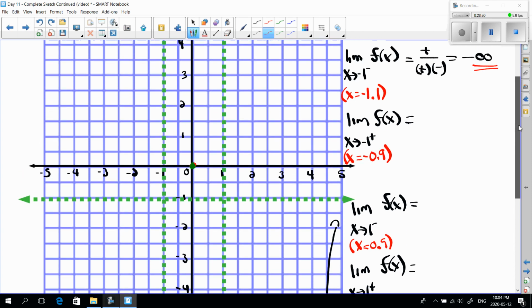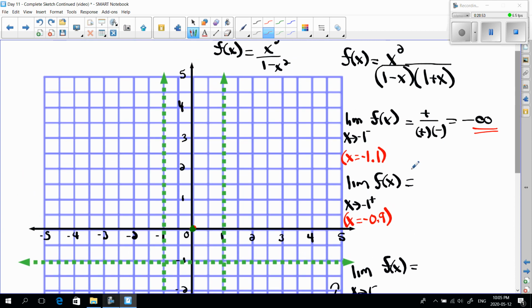I'm going to do the same thing, but now I'm going to approach -1 from the right. So on this side of -1, the right of it, would be -0.9. Again, I'm checking to see what's happening to the y values. -0.9 squared, well, if you square a negative, you get a positive. 1 minus -0.9, that's 1 plus 0.9. This factor would become a positive.